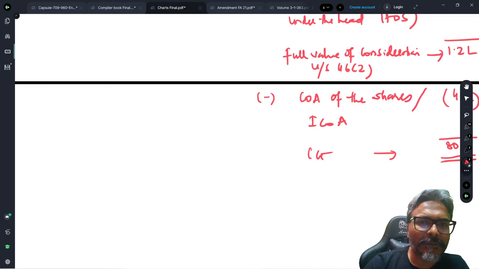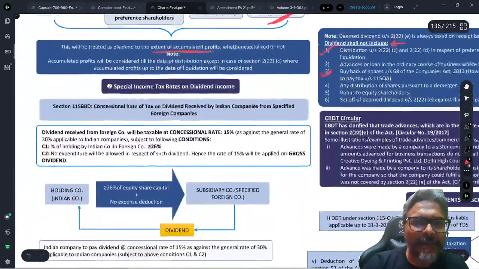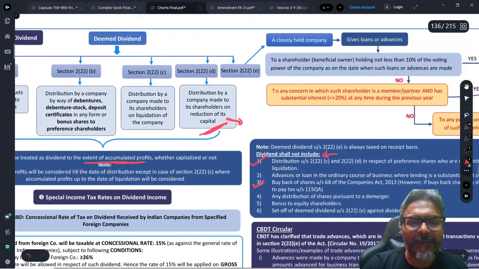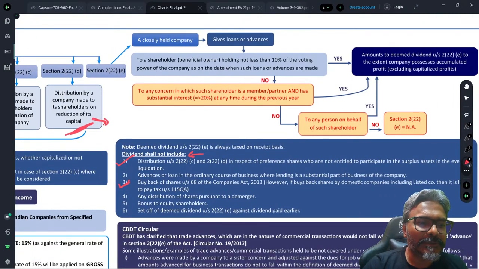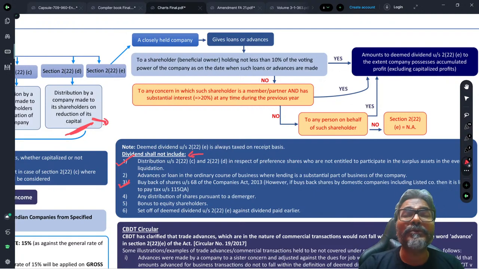So students, now we proceed further. We have dealt with this. With that, now we come to 222E. Now this is also an important one, students. The two sections which I expect in your examination are 222C or 222E from the deemed dividend point of view. And that is the reason why they are very important. Now 222E talks about loans and advances which have been given by the company to its shareholder.